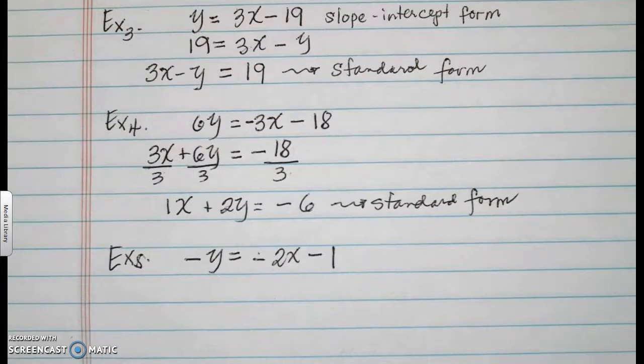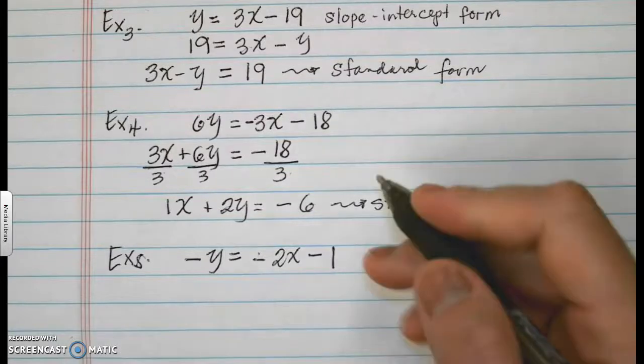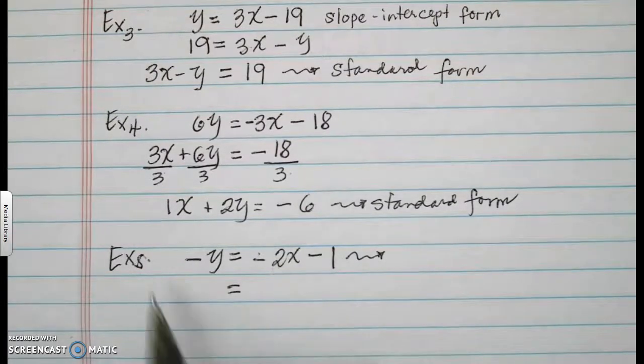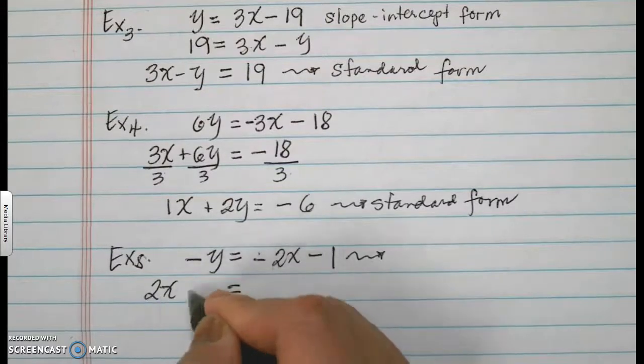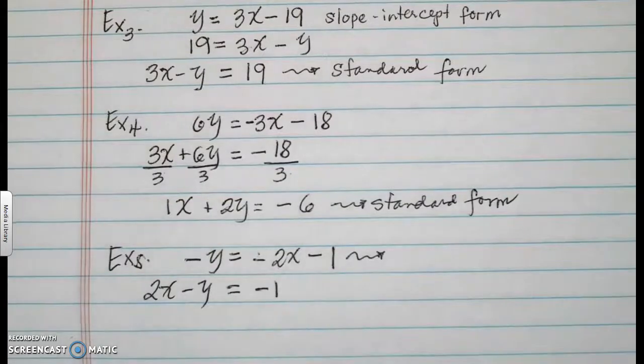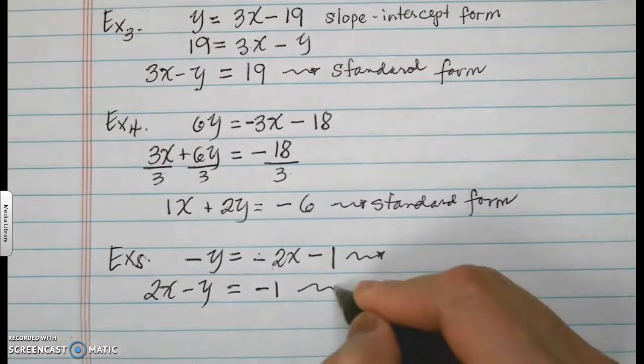Okay, for our last and final example, we have negative y equals negative 2x minus 1. So I don't want my negative there. So let's do it here. I'm going to move this to the other side, 2x minus y, and I will keep my negative 1 there. And that is it. This is my standard form.